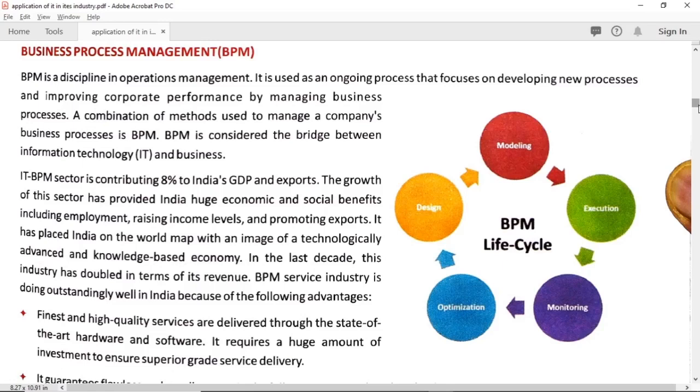Once they do proper analysis, they come with a proper solution, and the business management work on that process level. They keep on doing a survey, some research and development is also required, proper analysis and observation is required. Once they come with an outcome, they implement in their business services.